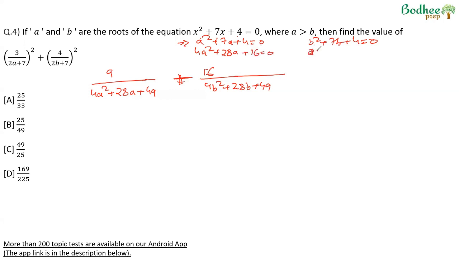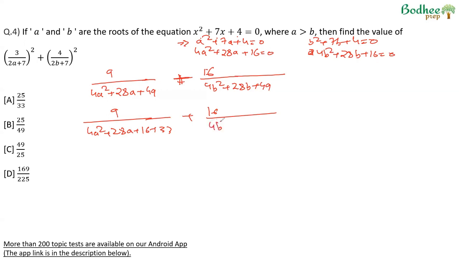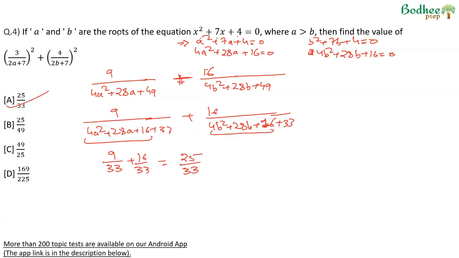And similarly, 4b square plus 28b plus 16 will be 0. So if we take this out from here, we get 9 upon 4a square plus 28a plus 49, and 49 can be written as 16 plus 33. Plus 16 upon 4b square plus 28b plus 16 plus 33. We know that this is 0. We know that this is 0. And therefore, we are left with 9 by 33 plus 16 by 33, which comes to 25 by 33. And therefore, option A becomes my answer.